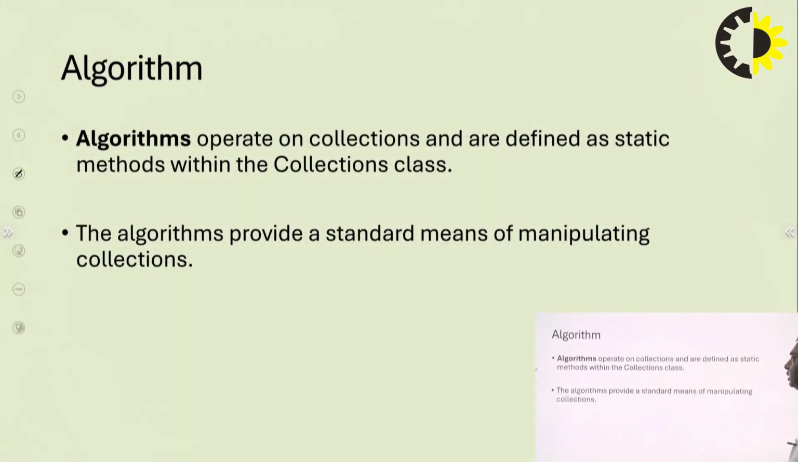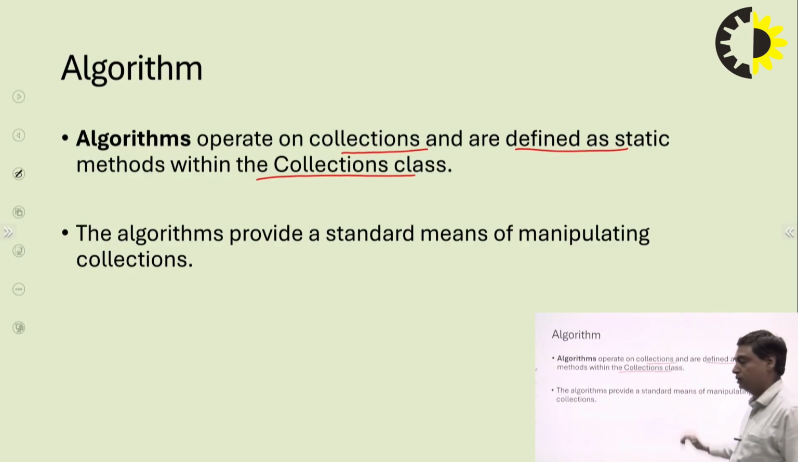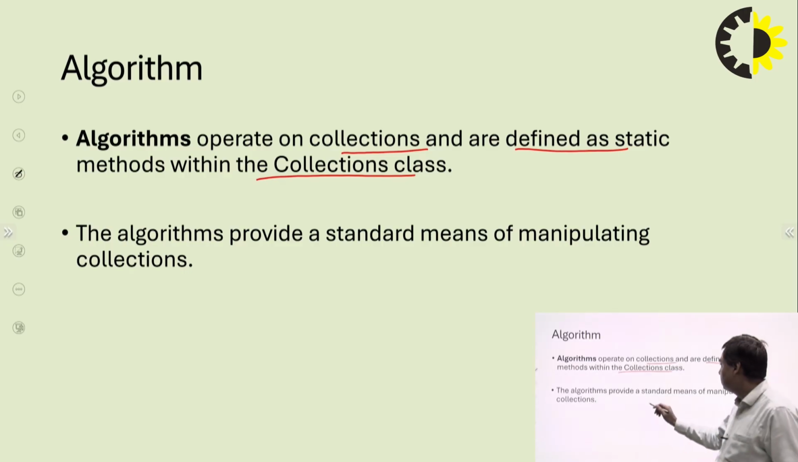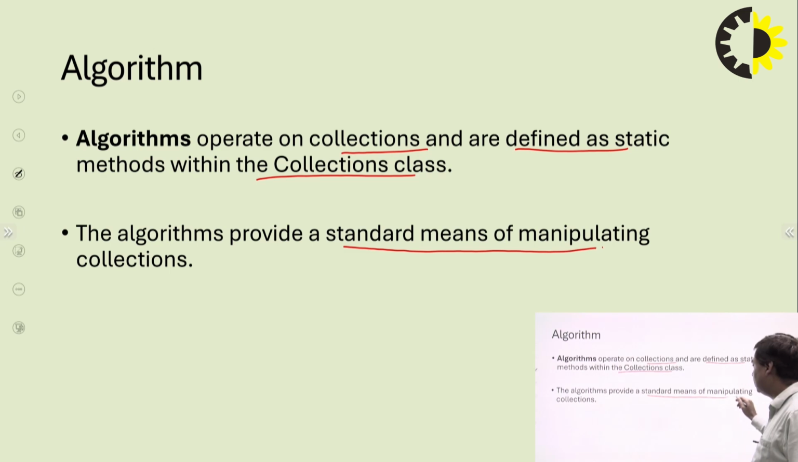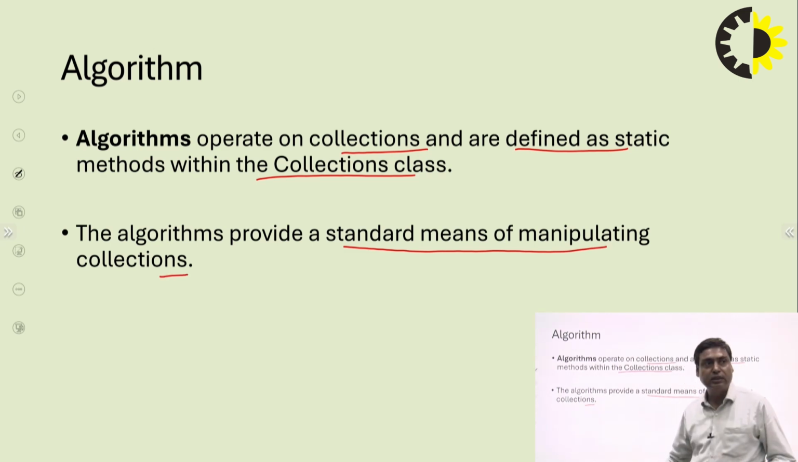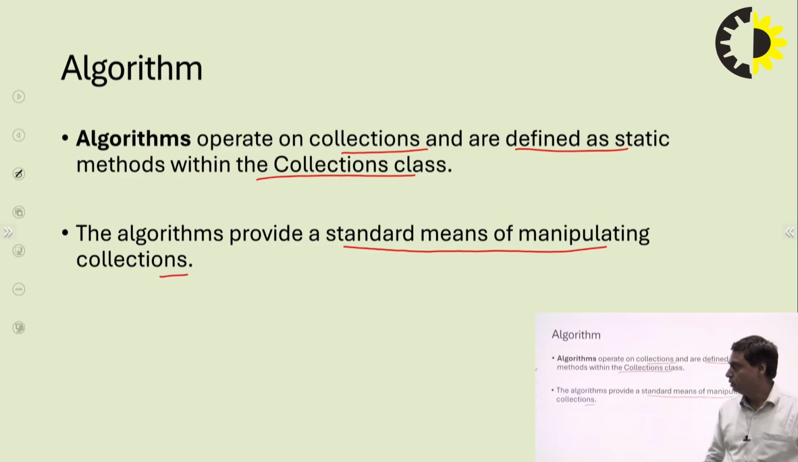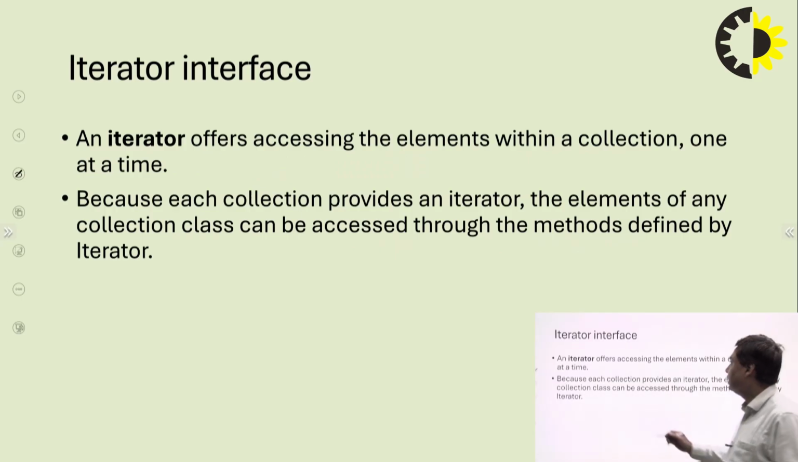So, let's go into detail about what the algorithm is. Basically, these are the methods, the functions that will operate on the collections and are defined as static methods within the collection classes. These methods are defined as static so that we can call them easily, and the purpose of this algorithm is to provide a standard means of manipulating the collections. Here, collections means a set of objects. So, we have algorithms that work on the set of objects and they provide a standard way of manipulating it.